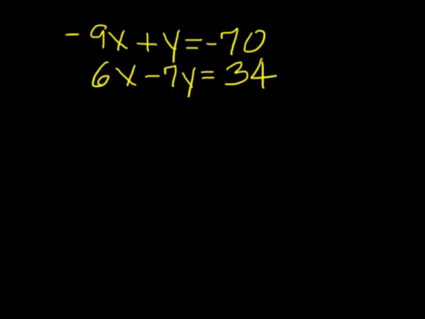Alright, here's example 2. Now you have negative 9 and 6. What's the lowest number that 9 and 6 will both go into? 3. 9 and 6 will not go into 3.